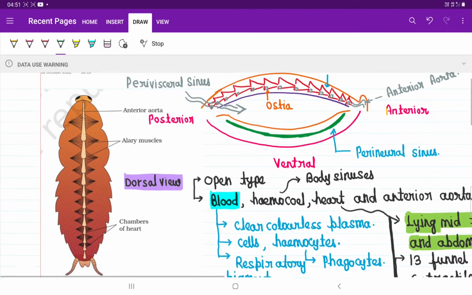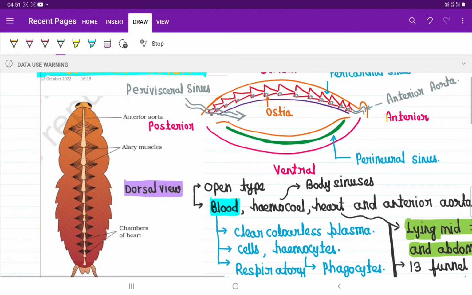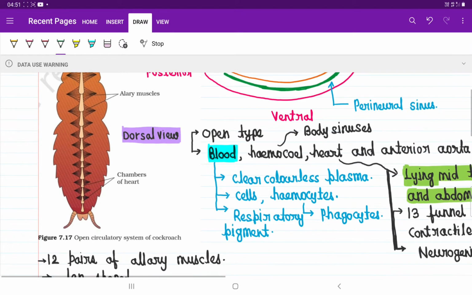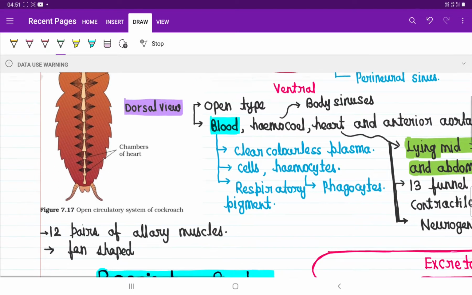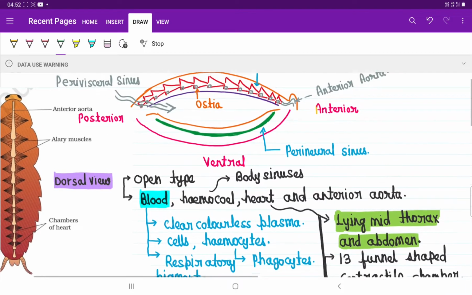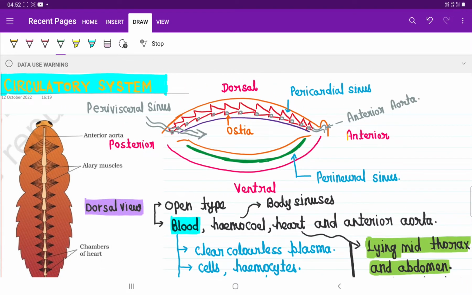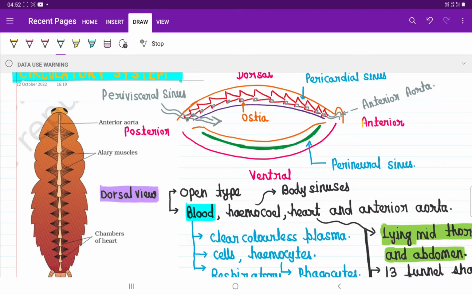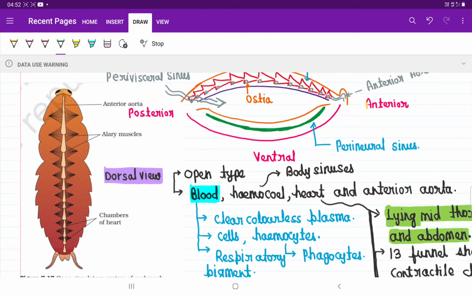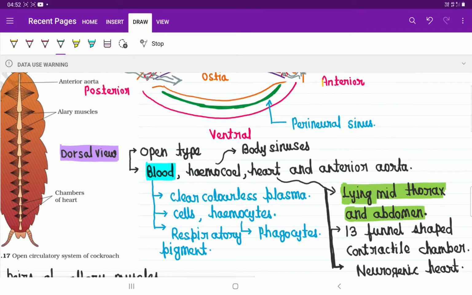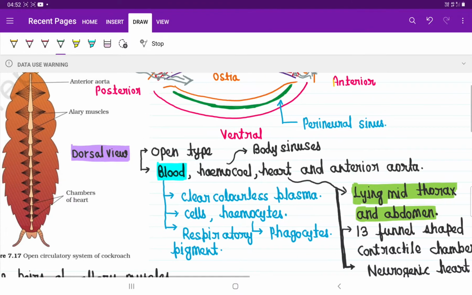In this open type of circulatory system, they have one tubular heart which is present on the dorsal side of their body, and then they have ill-developed, not completely developed, partially developed blood vessels. And the body cavities that are present are called sinuses, or body sinuses, or you call it hemocoel, right?